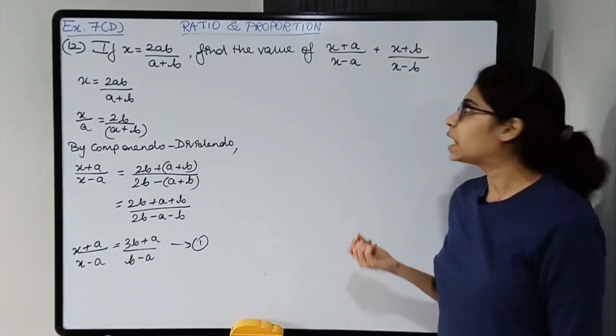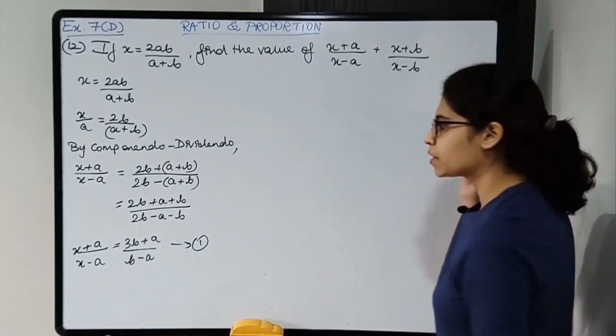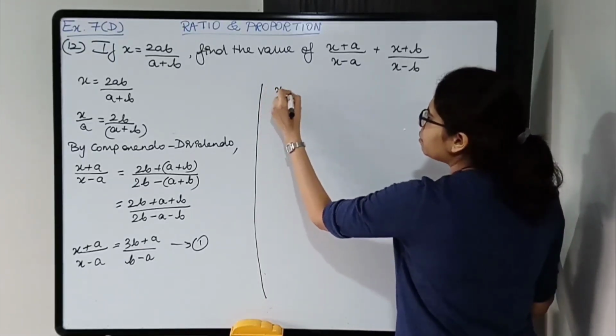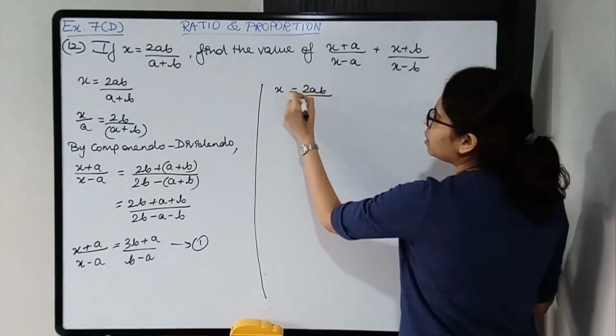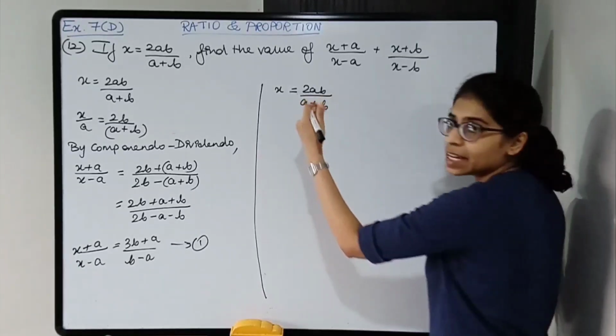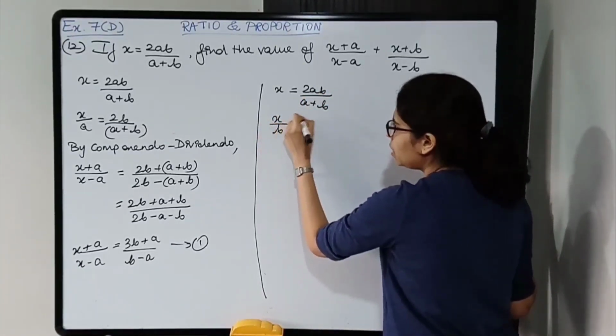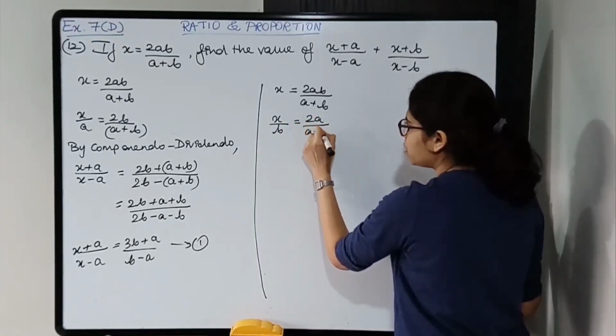Now we need to find the value of x plus b upon x minus b. So let's find that. Again write down the same thing. x is equal to 2ab upon a plus b. We need x upon b, so we'll shift b over here. x upon b equals 2a upon a plus b.